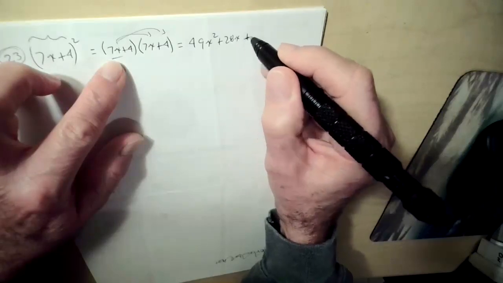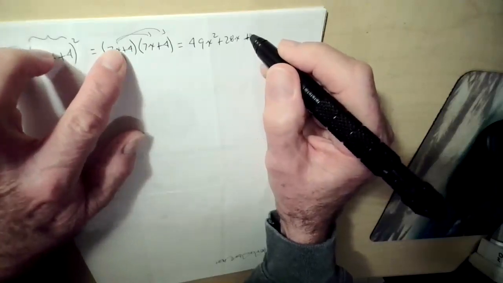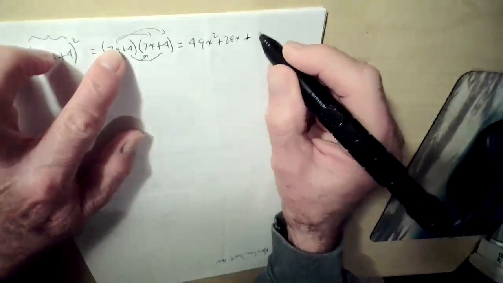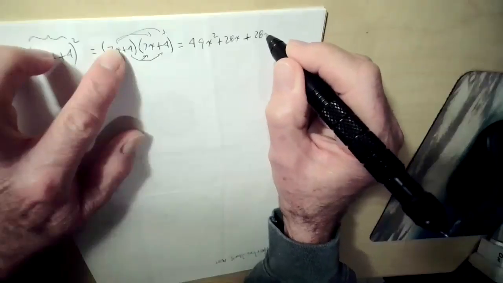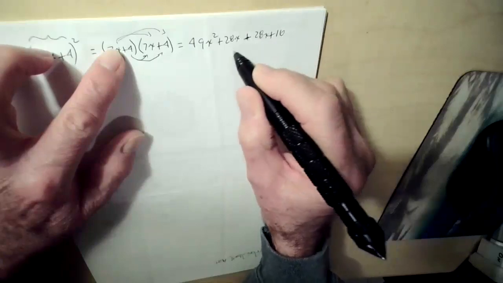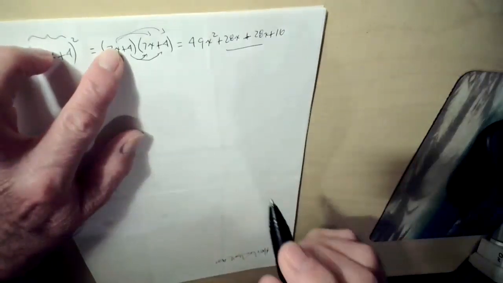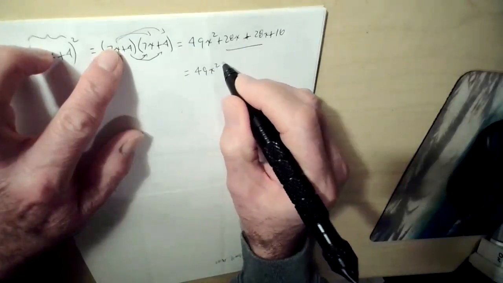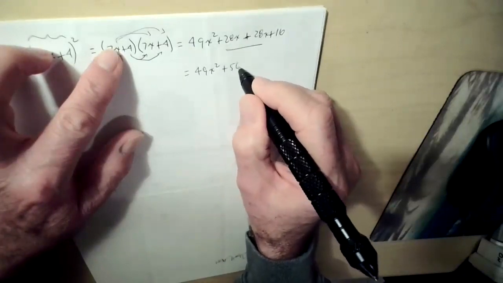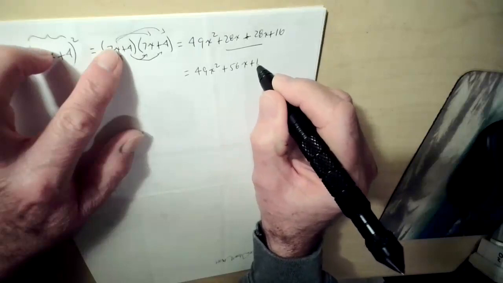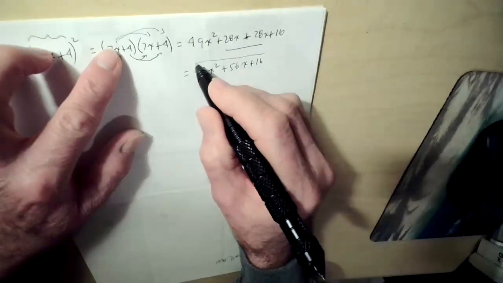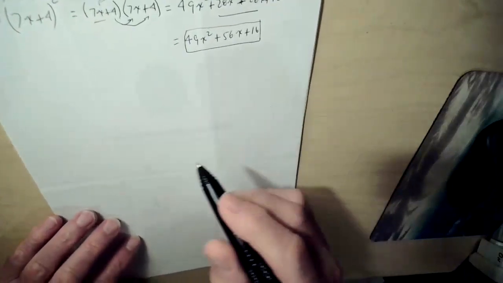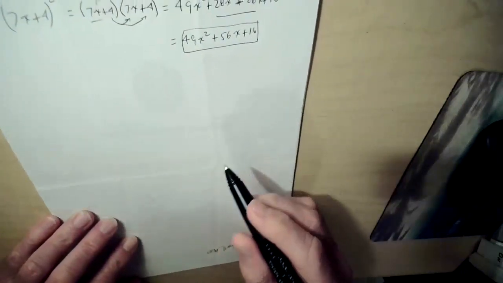Wait a minute, what have I done here? Yeah, that's right. Plus, now we do the same thing with the 4. We multiply it times everything over here. Plus 28x plus 16. Again, middle two terms are typically common. So this equals 49x squared plus 56x plus 16. Right?